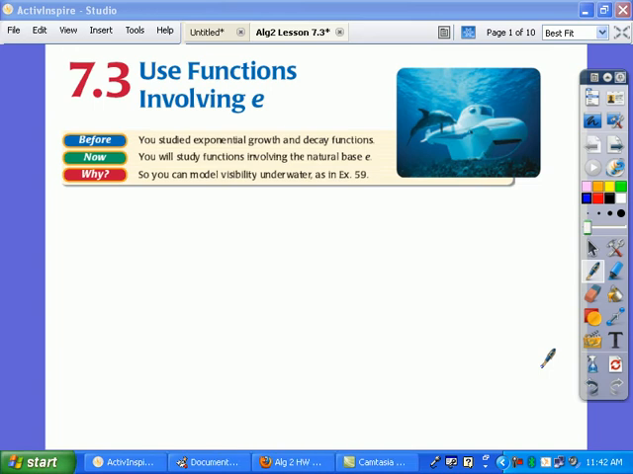This is Mr. Smith. This is Algebra 2, Section 7.3: Using functions involving e.